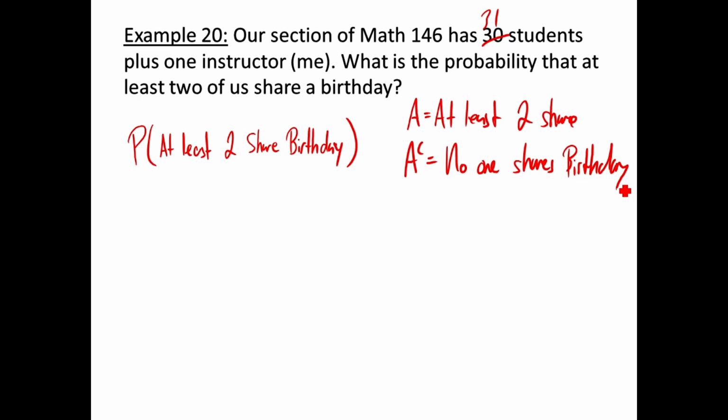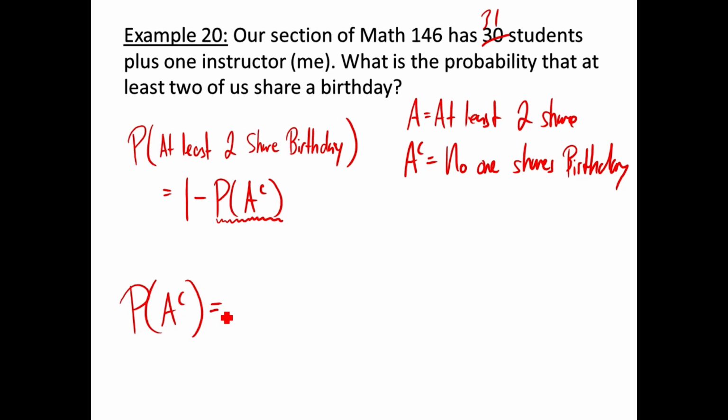But a lot of times when you're talking about at least probabilities, it's actually quicker to do the complement probability and just subtract that from 1, right? So what I'm going to tackle is not this. I know that that's just going to be 1 minus the probability of the complement, and I'm going to go tackle that problem because it's actually a little easier. Then I'll take that complement probability back later. So let's think about what is the probability that no one shares a birthday.